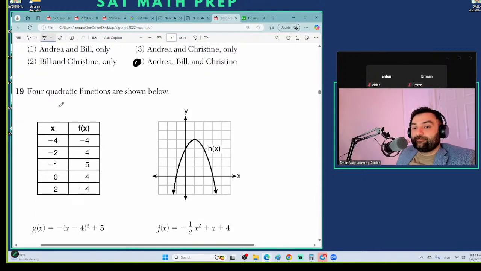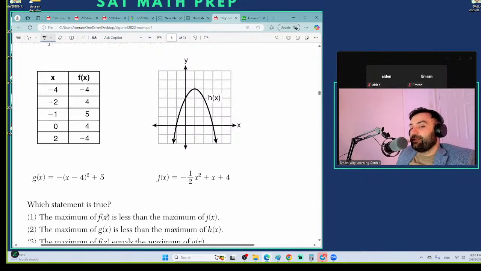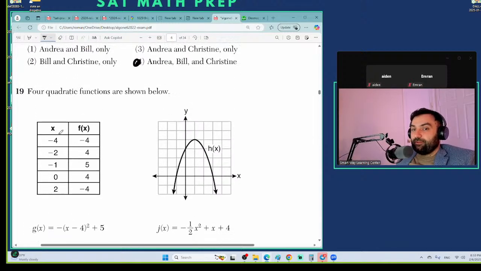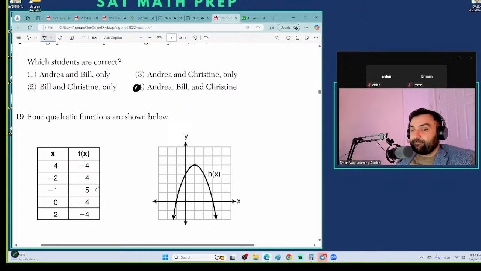All right. 4 quadratic functions are shown. Which statement is true? For this, you're going to need a graphing calculator, and trust me, guys, when you put all of them in a graphing calculator, the answer will reveal itself to you, except maybe the first one, but the maximum of the first one is 5. It's written right here, right in front of you.